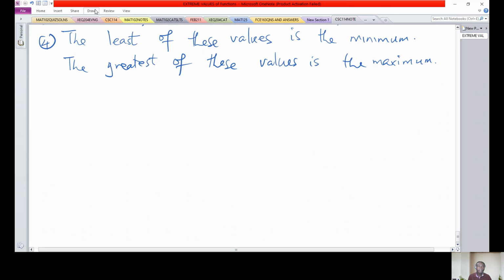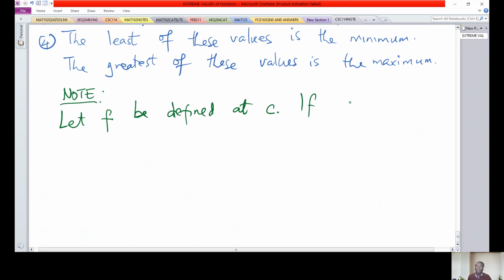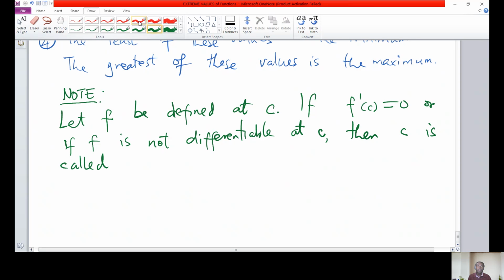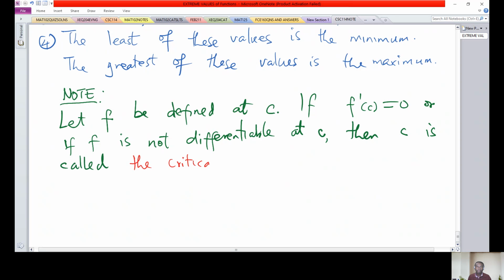Before we do some examples, just remember that if f is defined at c, and f prime at c equals 0, or if f is not differentiable at c, then c is called a critical number of f.